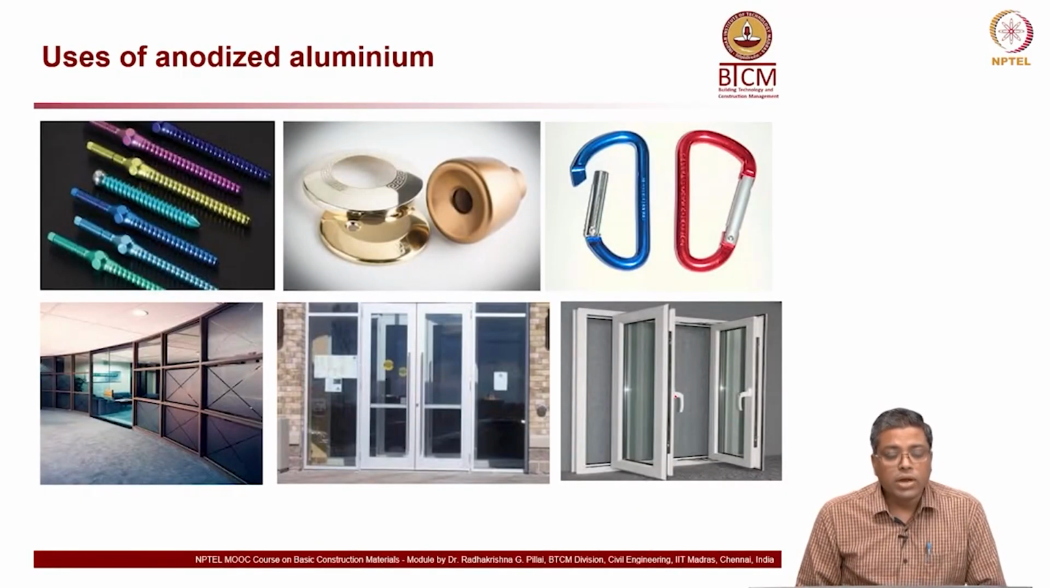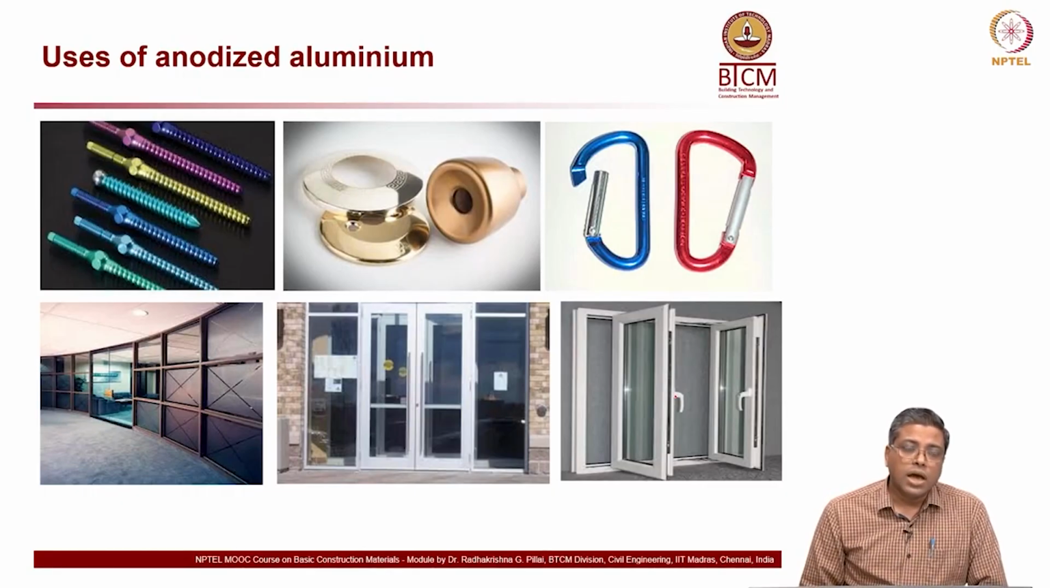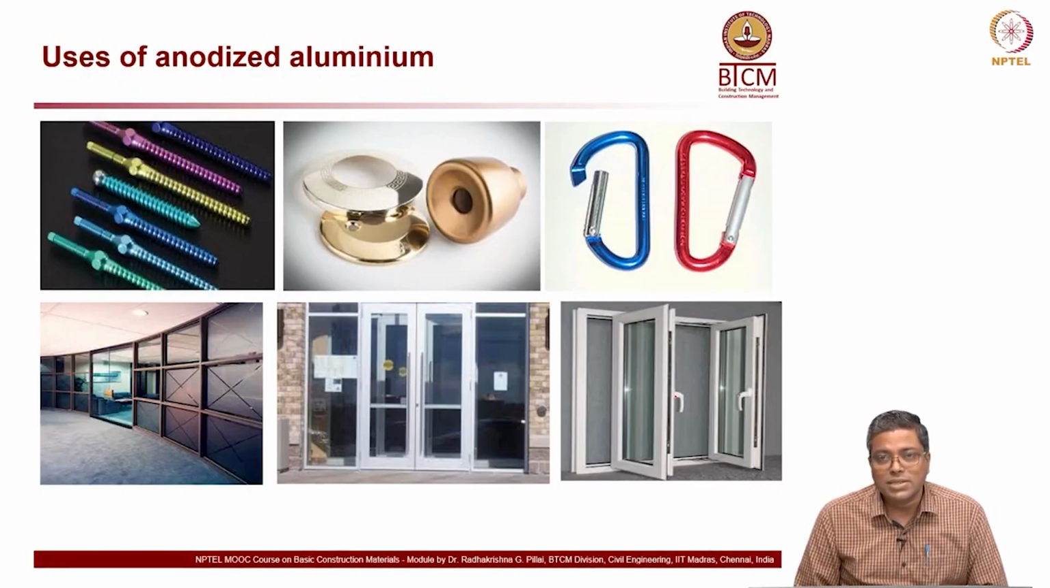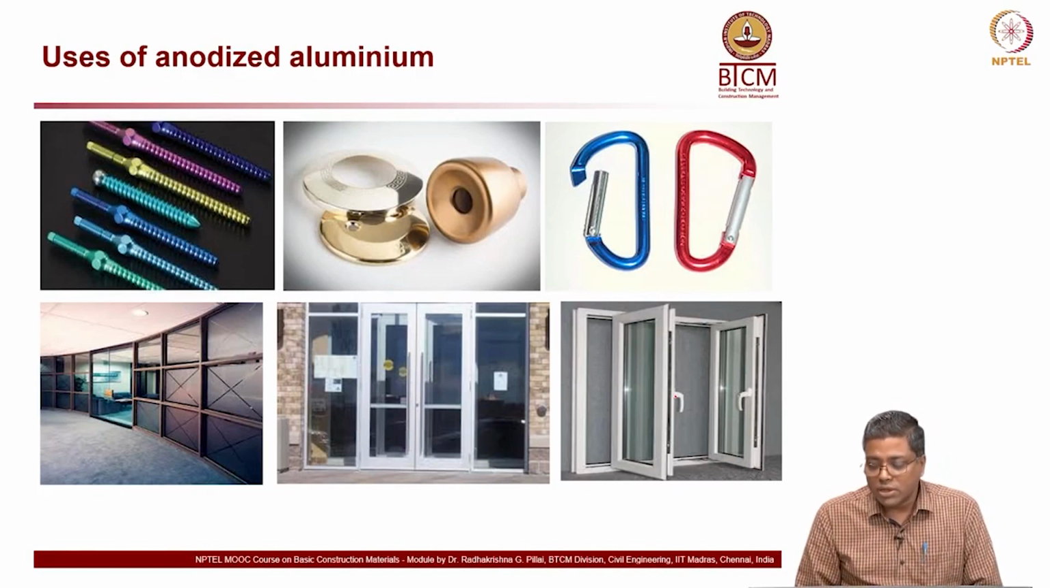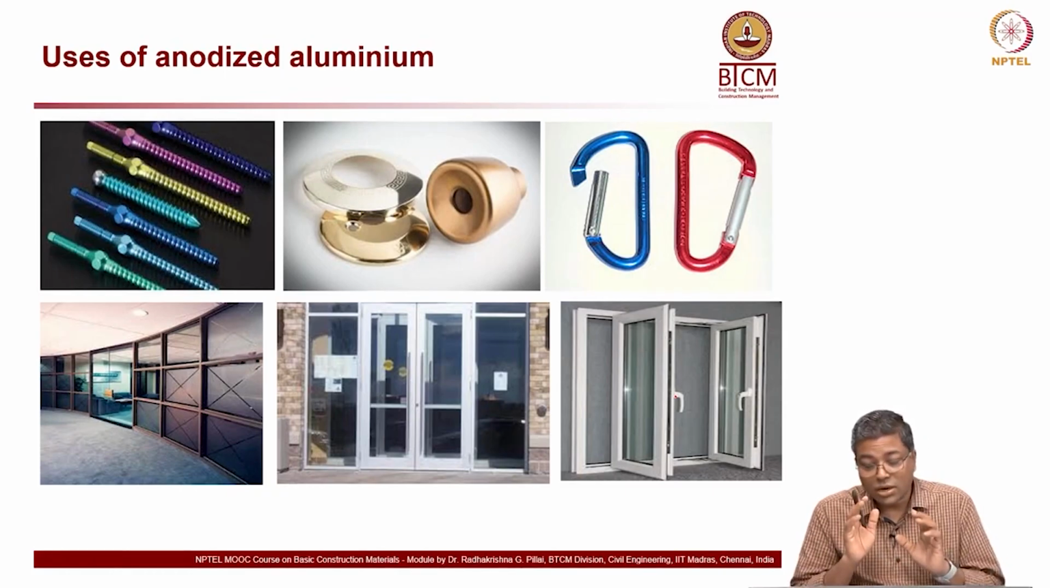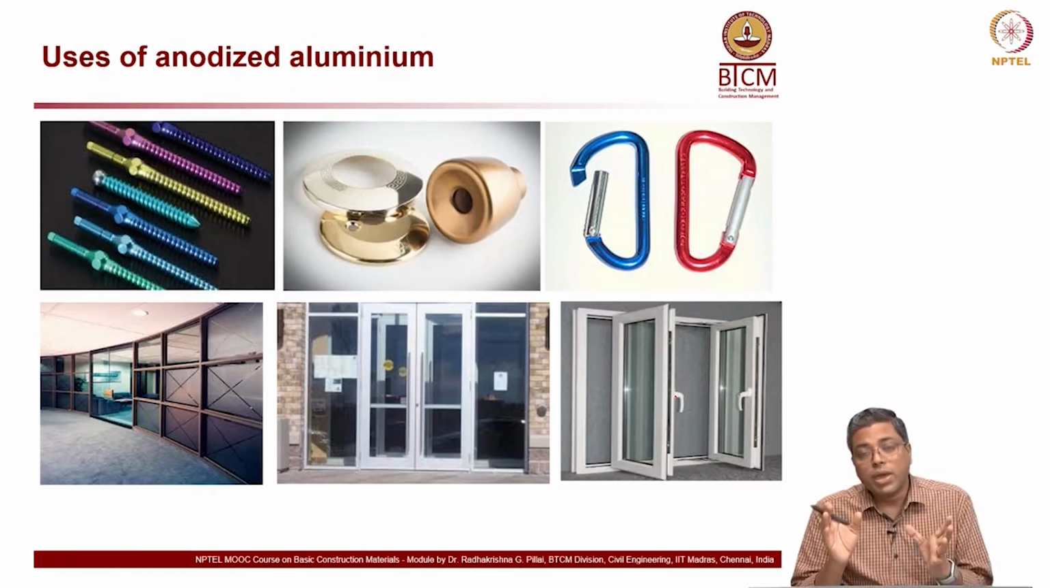And use of anodized aluminum. So, this anodized aluminum is something which is more corrosion resistant, and at the same time it looks very good, you can have different colors. It is not just painting, the one on the right side or left side, these are not colored aluminum by painting, but they are colored by a process called anodization.